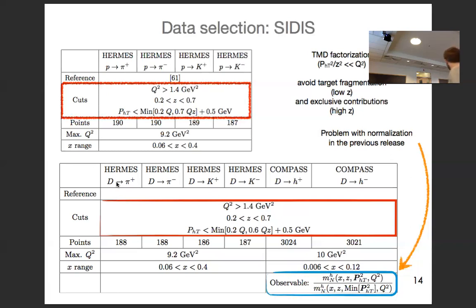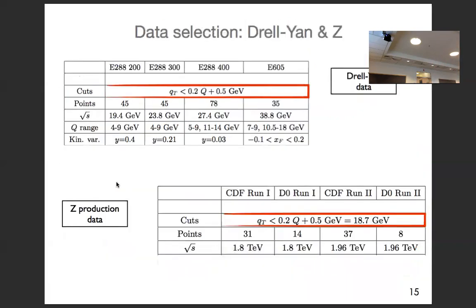For COMPASS, there was a problem with previous version of data. It was a normalization problem. And to overcome this normalization problem, we normalized the observable to the first bin of the provided data in such a way that our fit was independent of this problem. For Drell-Yan and Z, sorry, we had a cut on qT because since we don't have the W-term, we have to make sure that we are in low qT region, and so we excluded qT greater than 0.2 Q plus 0.5 GeV, and these are the number of points that are left.